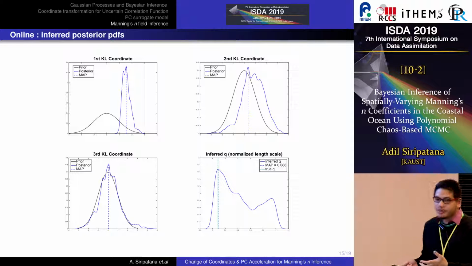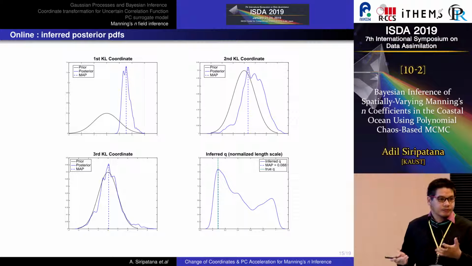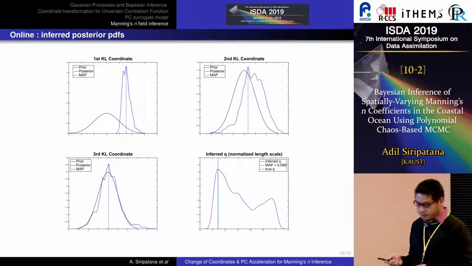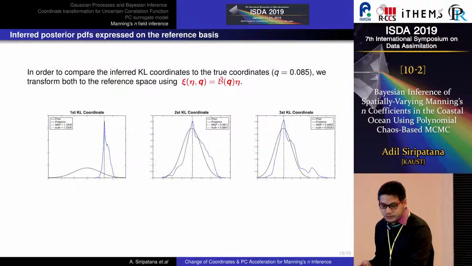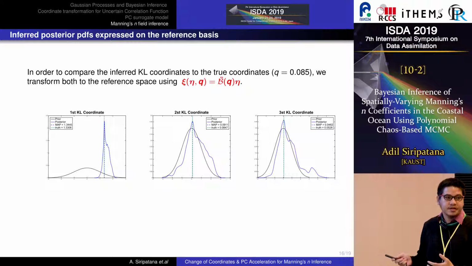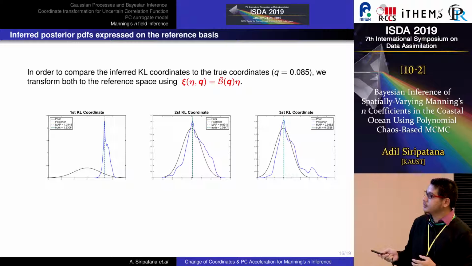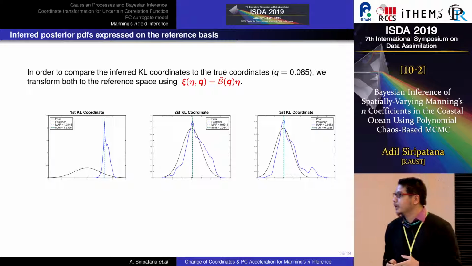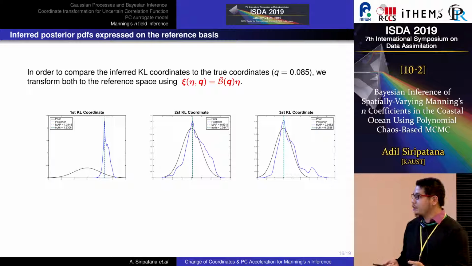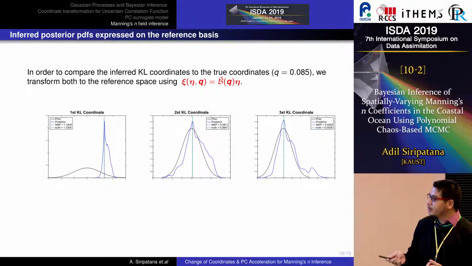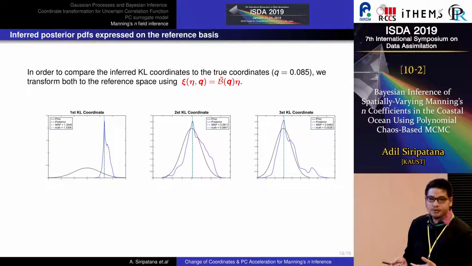But this is not very informative for comparing the inferred result to the truth, because they live in different bases. So in order to compare, I need to transform them to the reference basis, using this relation, B tilde eta to psi. After we do this and compare our distribution to the truth, we see that the MAP estimate recovers the truth really well for all three coordinates.